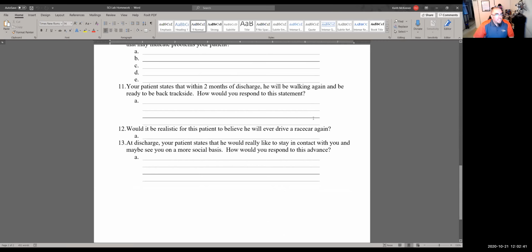Now, let's change it. Now I am an L1 spinal cord injury. Would that be more realistic? Yeah, right, because now I've got full trunk control. You see how that changes? Something as simple as that can change the way this patient looks.